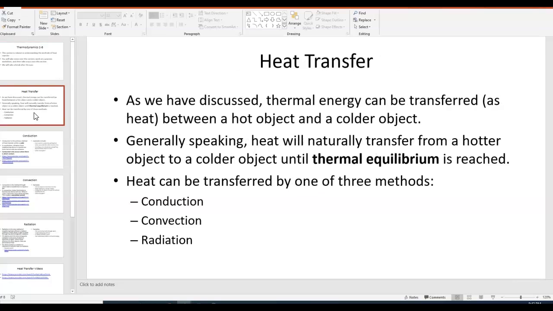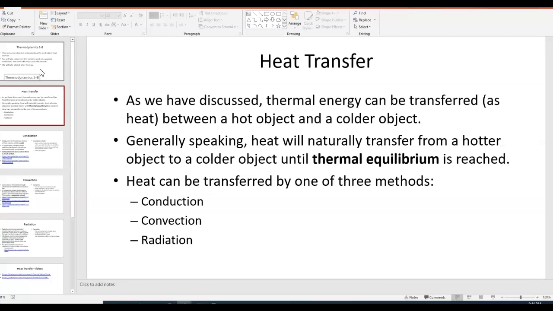Now, we've talked about heat before. Remember that you can transfer thermal energy to or from an object by basically transferring heat, and the symbol for heat is Q. Naturally, heat tends to flow from hot to cold because of the second law of thermodynamics, like we've talked about before. And so generally, if you take two objects and one of them is hotter than the other, heat is naturally going to transfer from hot to cold until they reach thermal equilibrium. In other words, they're at the same temperature and there's no net heat flow between them anymore.